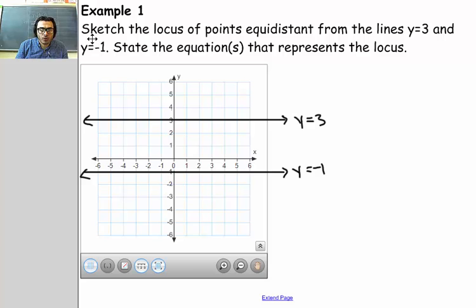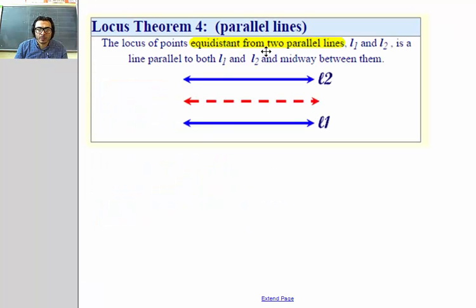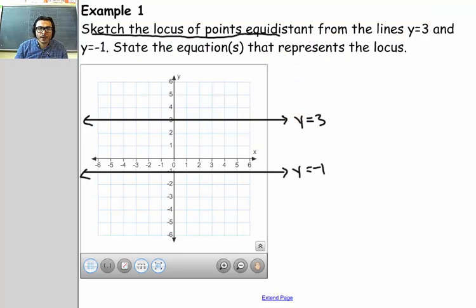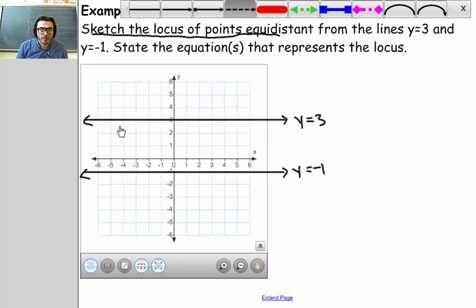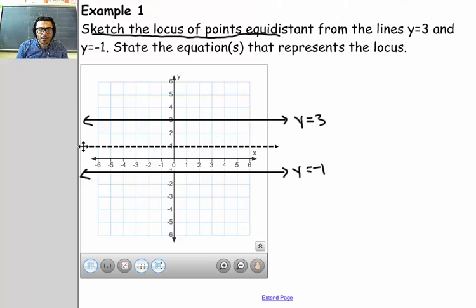And we are told to sketch the locus of points equidistant from these lines. So if you go back to our theorem, the locus of points equidistant from two parallel lines is a line parallel midway between them. So the locus of points is a parallel line midway between these two lines. And then it says state the equation that represents the locus. So that will be y equals 1. All right? And that's how you do example 1.